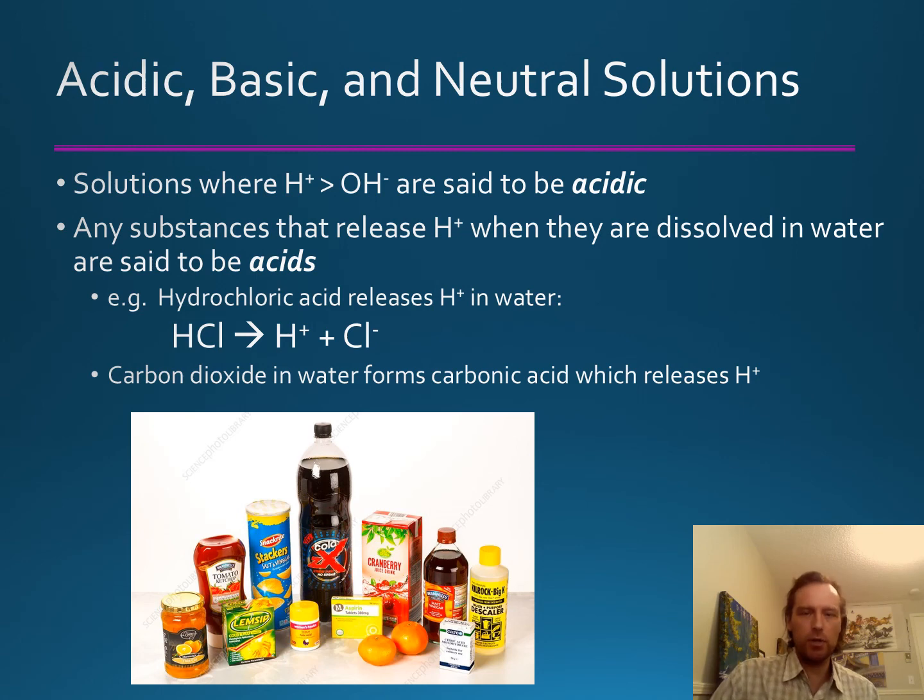Acids, bases, neutral solutions. Solutions where H pluses are in greater concentration than OH minus are said to be acidic. So if there's more H plus than OH minus, it's an acid. Any substance that releases H pluses when dissolved in water, we call an acid. Hydrochloric acid is one of the stronger acids around. You put it in water and it breaks apart, or dissociates, into H plus and Cl minus.